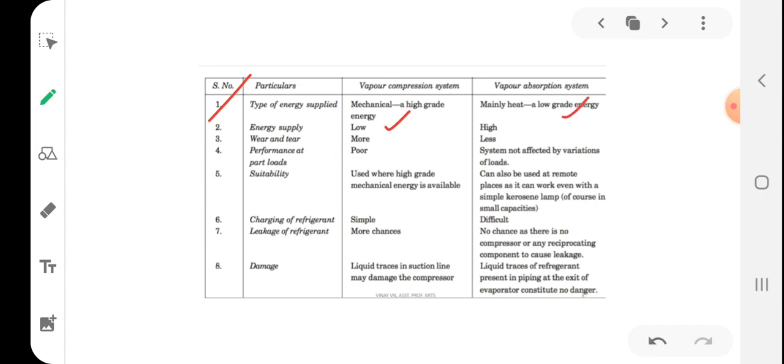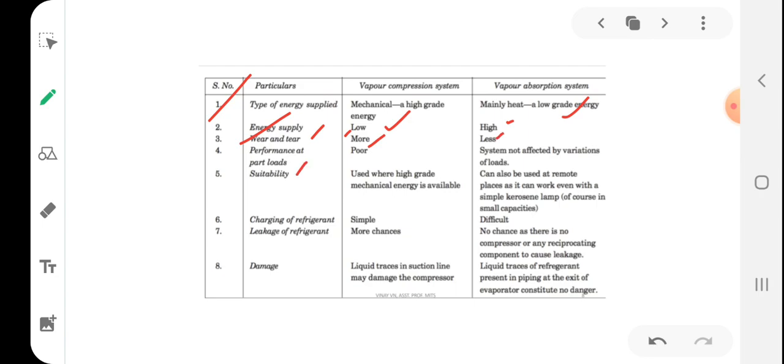But in the absorption system we are providing heat, which is a low grade energy, and the energy supply here, in the vapor compression system, will be a little bit low, but in the absorption system the heat supply should be high. But the main difference is wear and tear. Since the compressor has a lot of moving parts, the wear and tear will be more. That's very important. But since the vapor absorption system has a generator as the main device, there are not many moving parts, so wear and tear will be less.